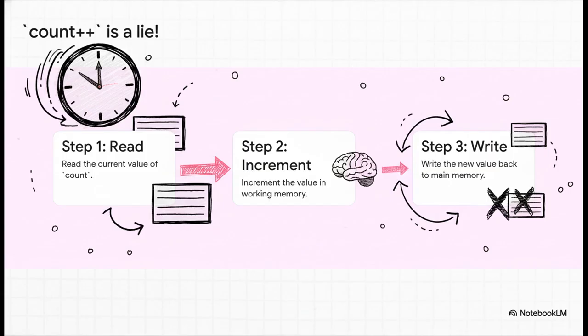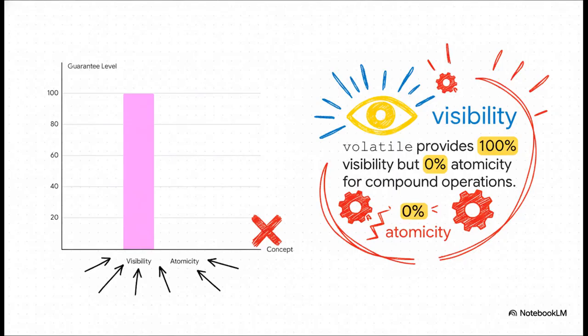Even if count is volatile, another thread can sneak in between those steps and you can end up losing updates. This is not an atomic operation. So, let's make this crystal clear. With volatile, what do you get? You get 100% visibility, guaranteed. What don't you get? You get 0% atomicity for those compound read, modify, write operations.